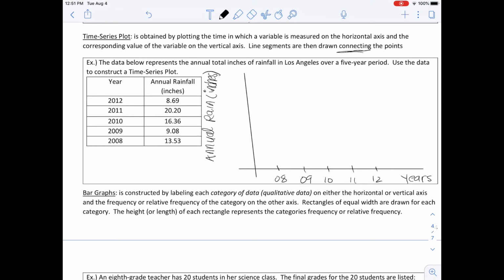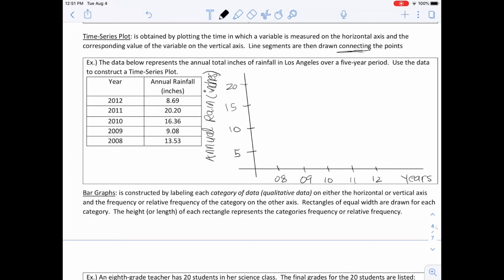And we look at our inches, the smallest value that we have is 8.69, and the largest value that we have is 20.20. So I need to make sure that I'm going all the way up to 20, a little over 20 inches. I'm going to count by fives. So 5 inches, 10, 15, and then 20.